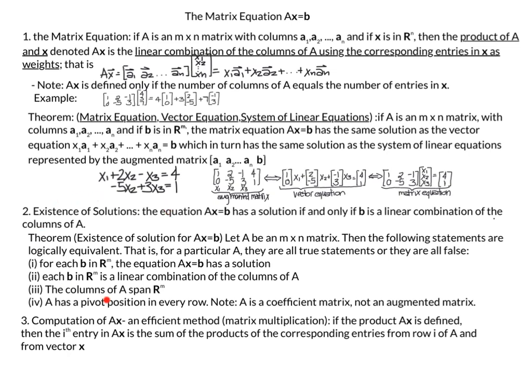Now that we've talked about existence of solution, we can come to a more efficient way of computing AX. The way that we've been doing it so far is a really good conceptual way of seeing the connection with the linear combinations. But next we're going to look at what is essentially matrix multiplication.